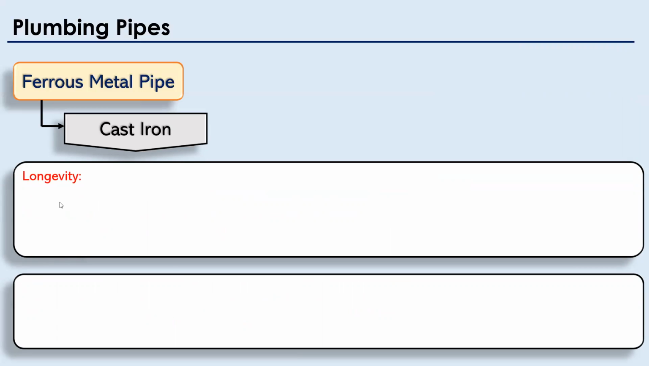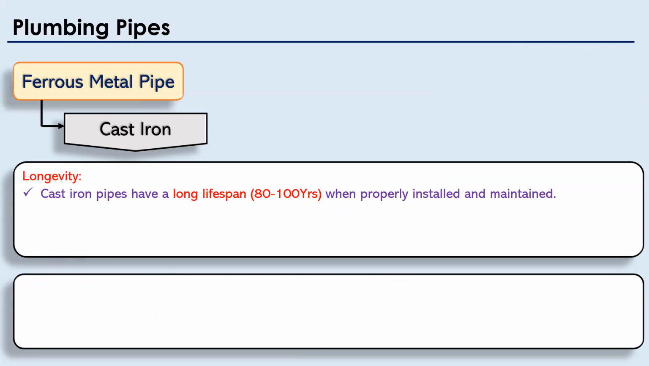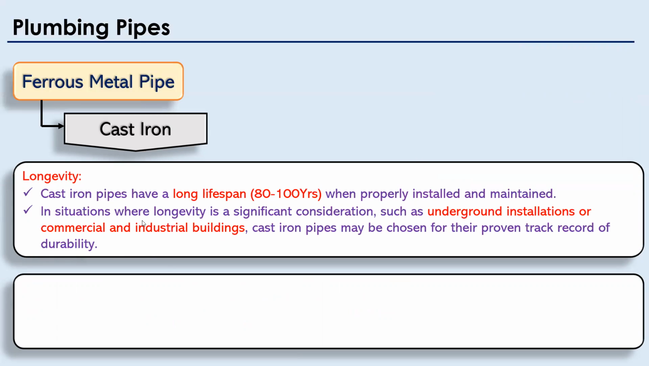Longevity. CI pipes have a very long lifespan, around 80 to 100 years when properly installed and maintained. In situations where longevity is a significant consideration, such as underground installations in civil lines or commercial and industrial buildings, CI pipes may be chosen for their proven track record of durability.